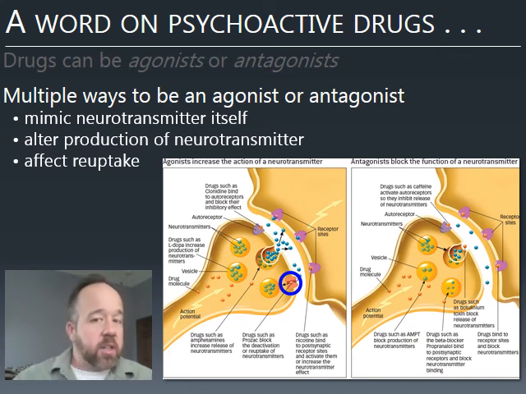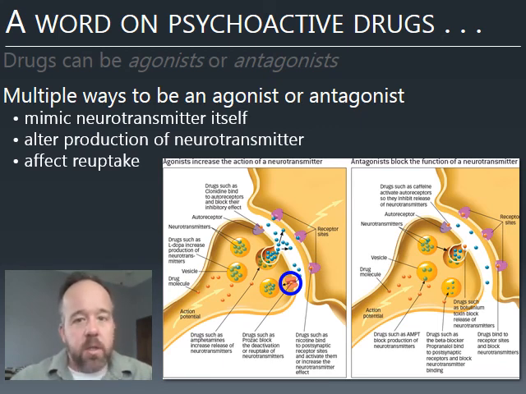If you've ever heard of an SSRI, a selective serotonin reuptake inhibitor, that is the kind of drug that inhibits reuptake. It keeps serotonin out in the cleft for longer. So it is a serotonin agonist, and it's a kind of antidepressant.